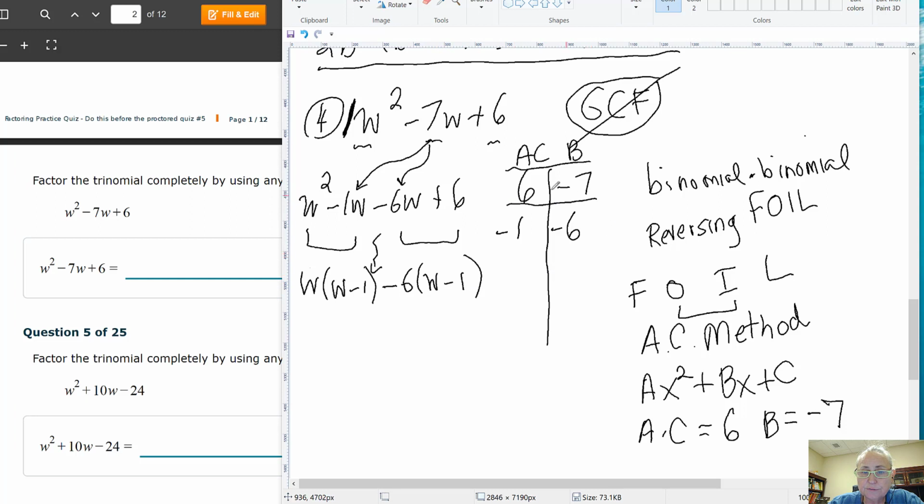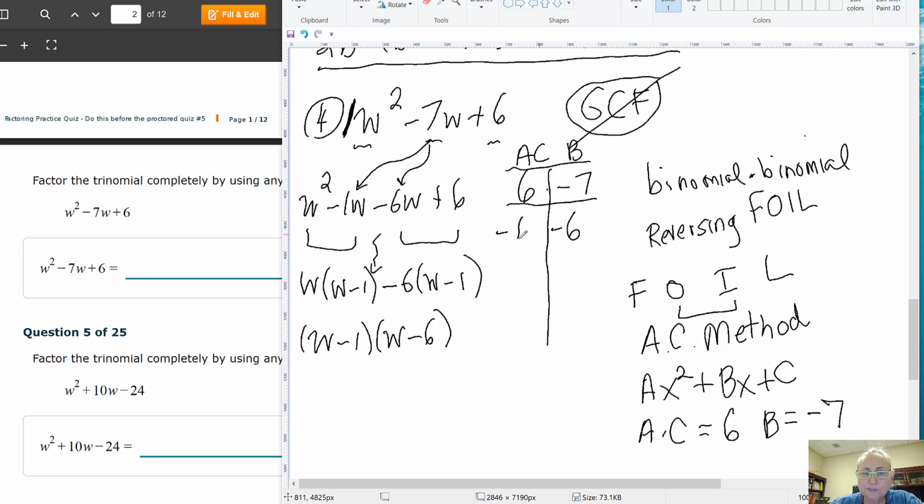Now, if you get these right, these will automatically have a match. Okay? So W minus 1 and W minus 6. If you can find the correct AC that adds up to B, the factors of this first number that add up to this number, you will always have a match. It will never be prime.